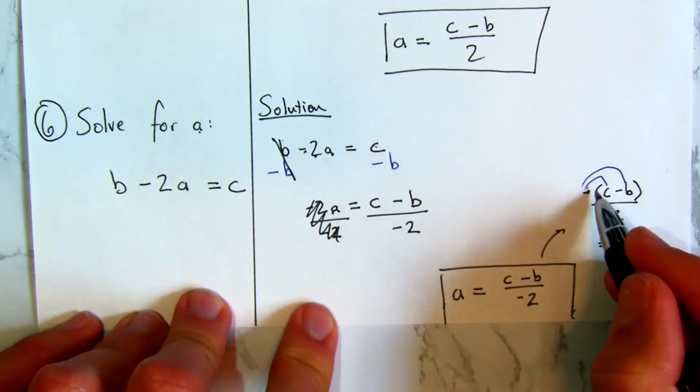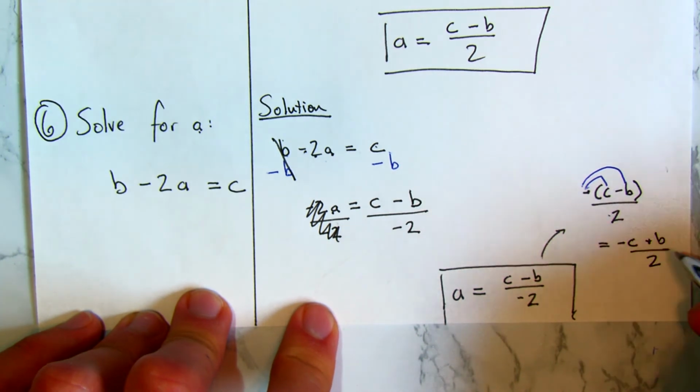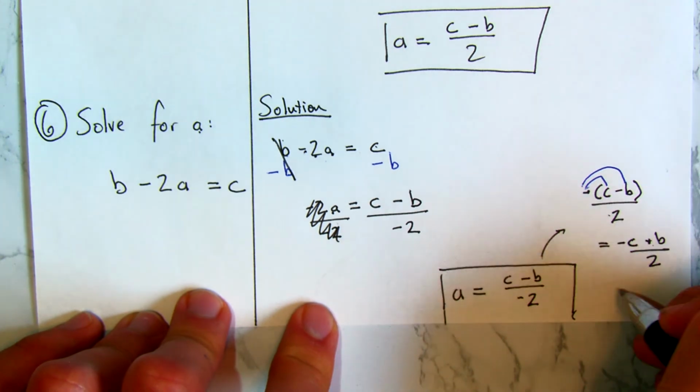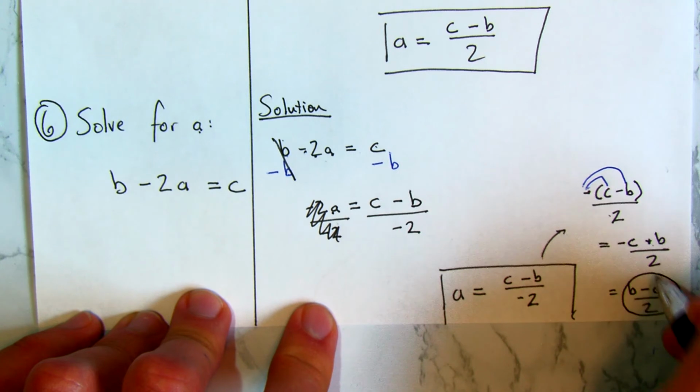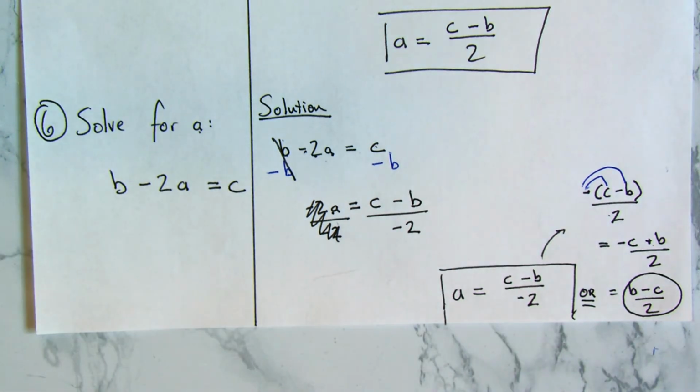So you'd get negative c plus b over 2. And I think our answer key had these written in reverse order. Instead of negative c plus b, they wrote it as b minus c over 2. That's why the answer key said that.